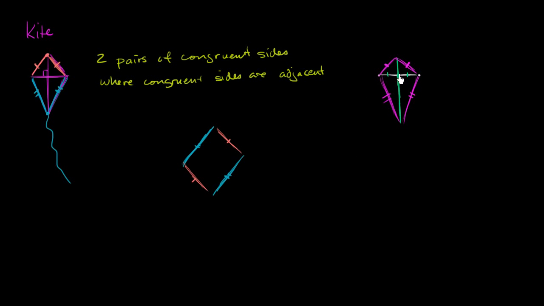But what would happen if these two diagonals are both perpendicular bisectors of each other? So what would happen in this scenario? Let me draw one segment, and then I'm going to make another segment, but they're going to be perpendicular bisectors of each other. So let's do that. So now they're both perpendicular bisectors of each other. So this segment is equal to this segment, and this segment is equal to this segment. Well, now, once again, you still have a kite.